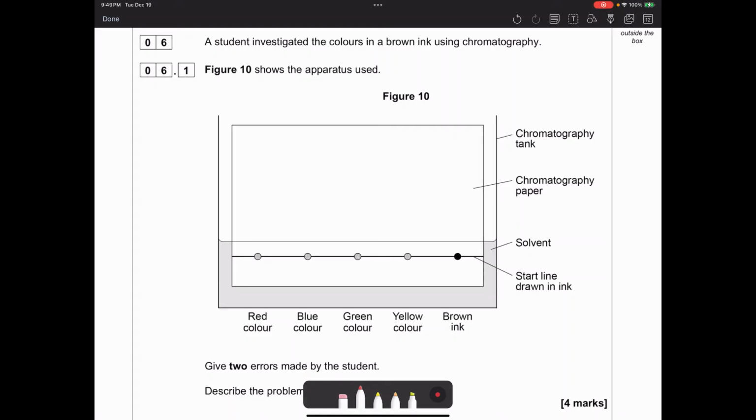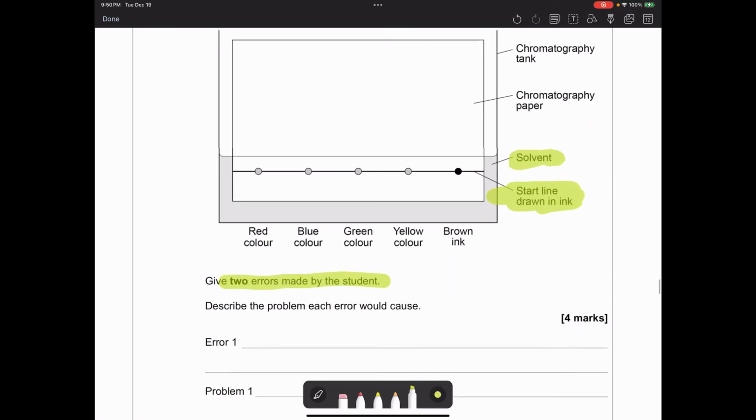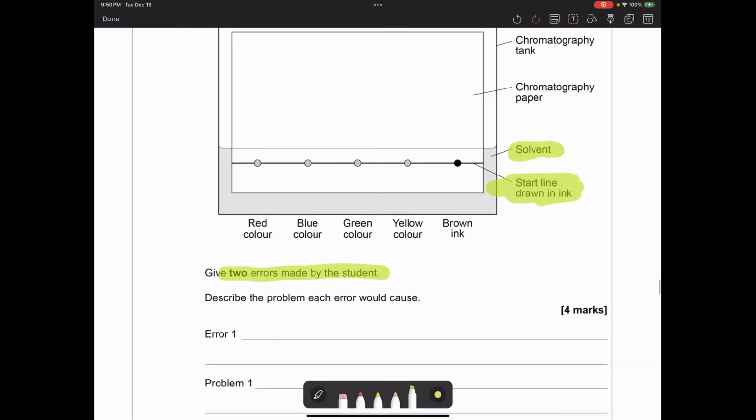Question number 6 then. A student investigated the colours in brown ink using chromatography. So hopefully you remember chromatography, this required practical. Give 2 errors made by the student, so they've obviously set it up wrong, and describe a problem each error would cause. This is a classic question. What do students do wrong when they do chromatography? Looking really carefully at the diagram, look at the labels. I can see the start line is drawn in ink, and I can look where the solvent is. Normally, it's always these 2 mistakes that they put every single time.